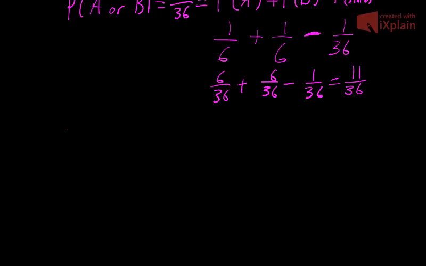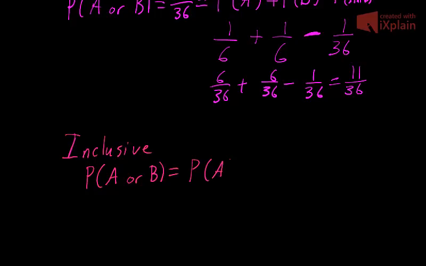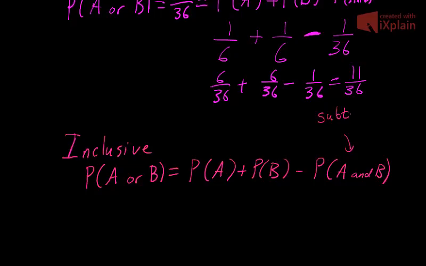I want to start with the inclusive formula. Let me grab a different color so it's a little more obvious we're doing something new. Pink looks like fun. The inclusive formula is: probability of A or B equals probability of A plus the probability of B minus the probability of A and B. This last term is there to make sure we don't count anything twice, so we subtract what we counted twice.